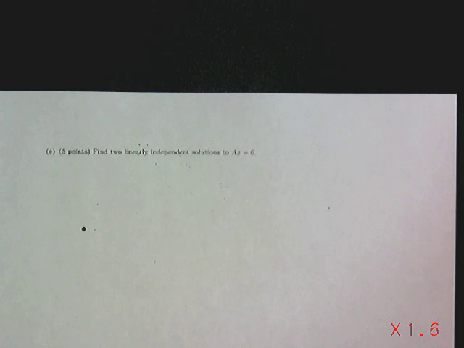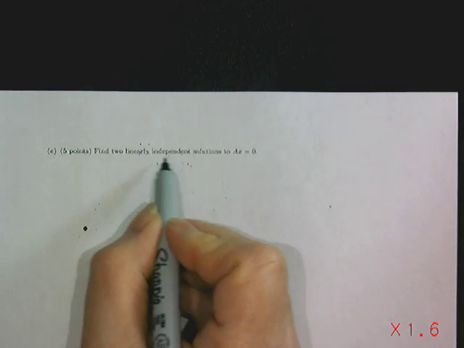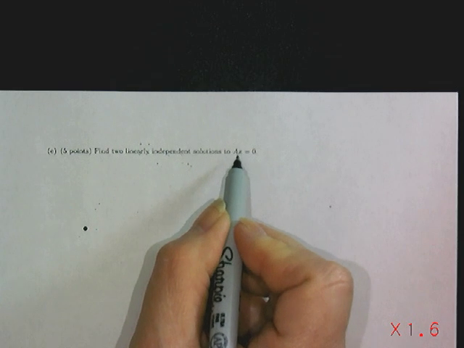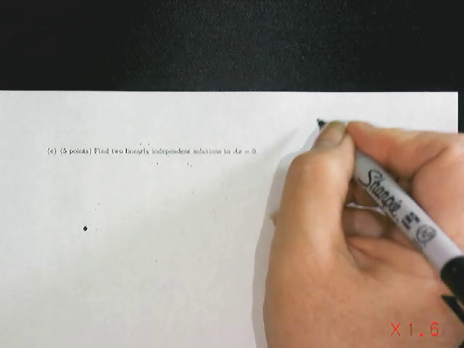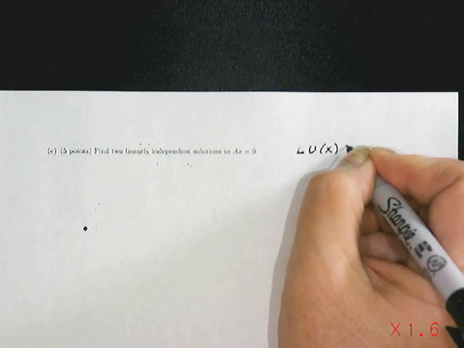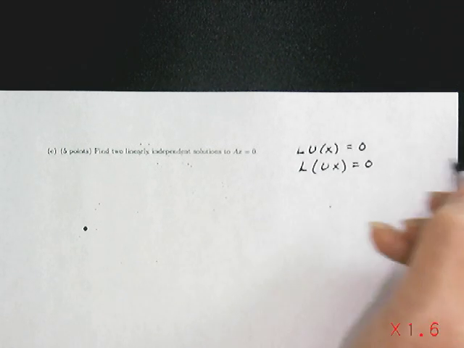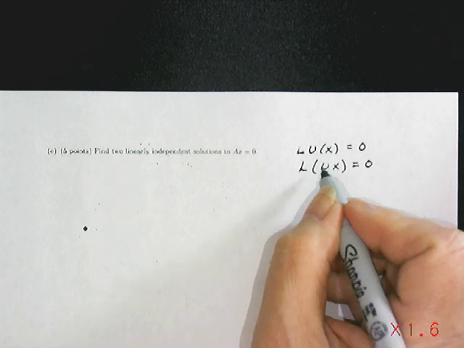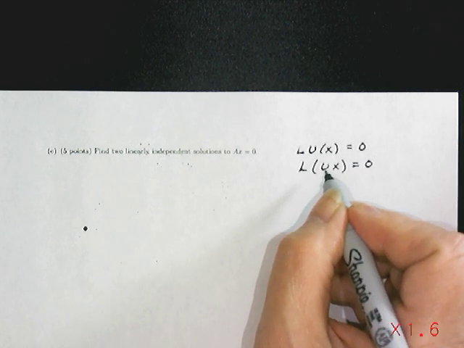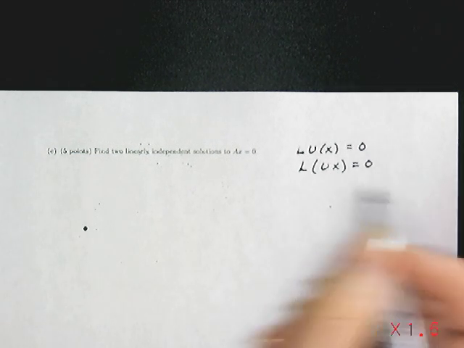Now, let's use the knowledge that we've been creating to find two linearly independent solutions of Ax is equal to 0. And again, A is LU, times x would have to be equal to 0, which means that L of U of x would have to be equal to 0. But the only way that L of U of x is equal to 0 is if U times x is equal to 0, because L actually did have an inverse.